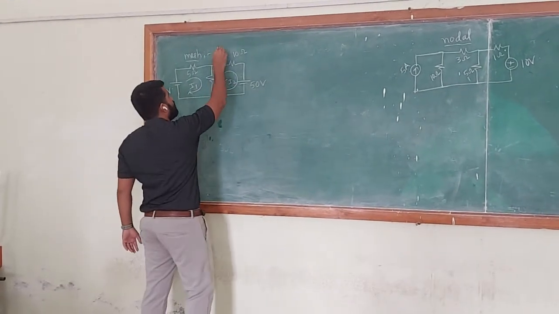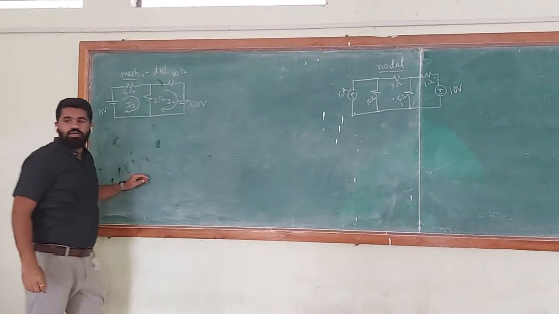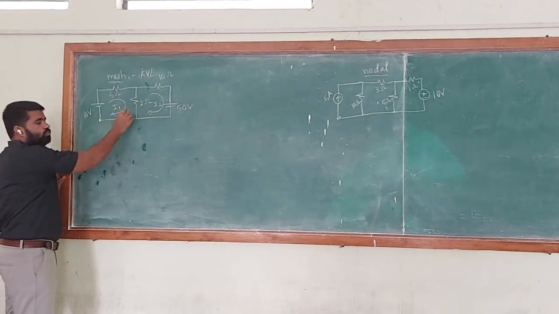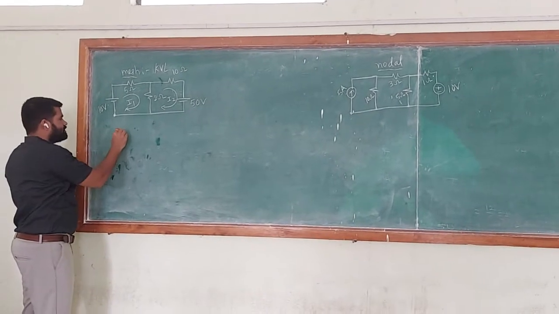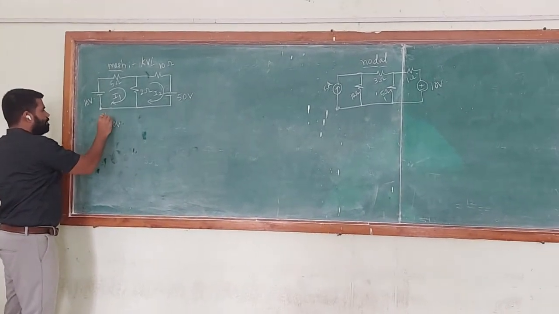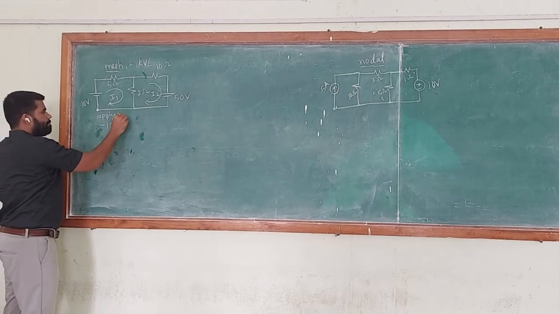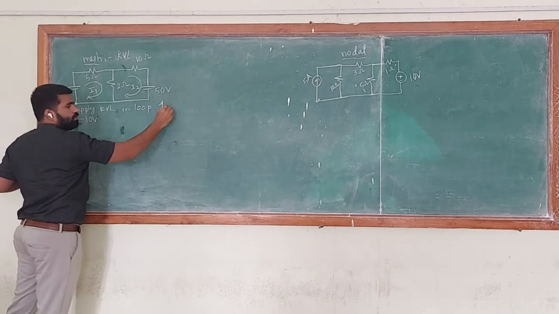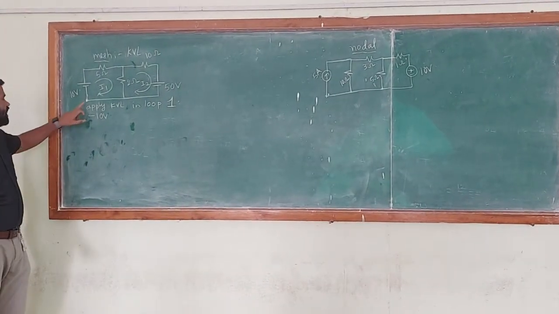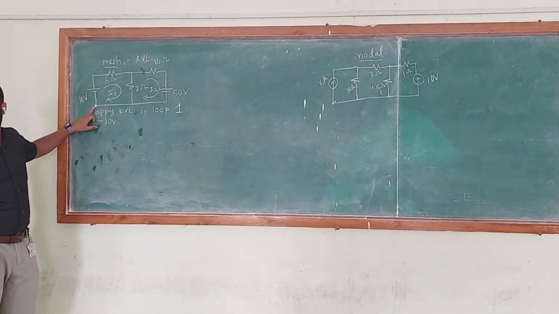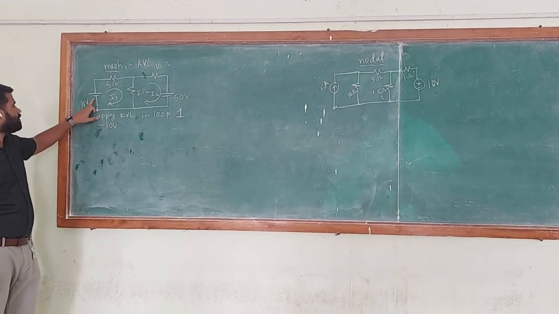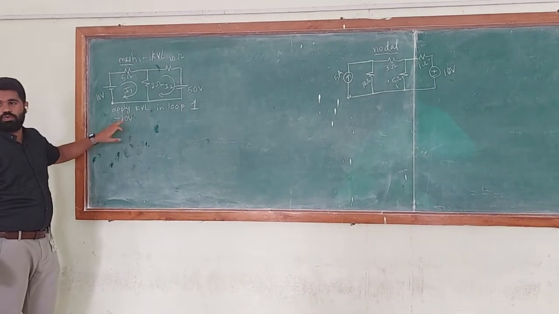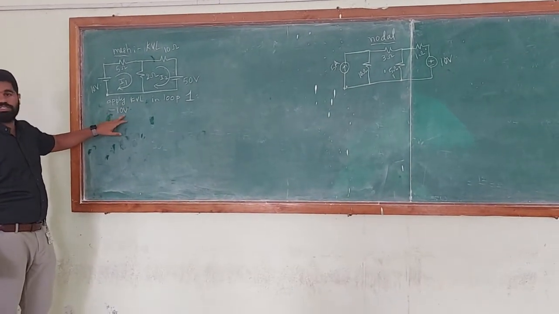After giving the current direction, apply KVL. Try to remember, mesh analysis means you should apply KVL. Now, if I start from here in loop 1, where we are entering, minus 10 volts. I am taking entering values. How much am I entering? Minus 10 volts. This is voltage; KVL is nothing but voltage. We should apply the voltage. It is minus 10 volts.